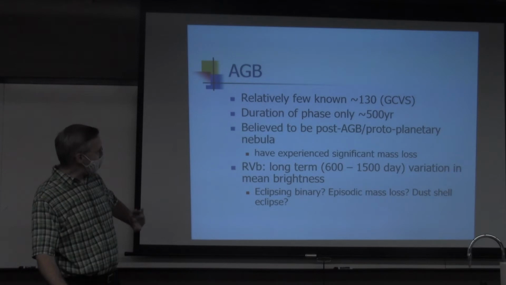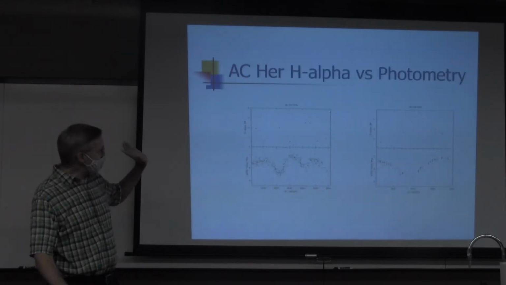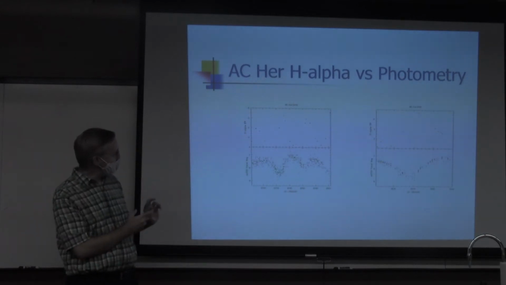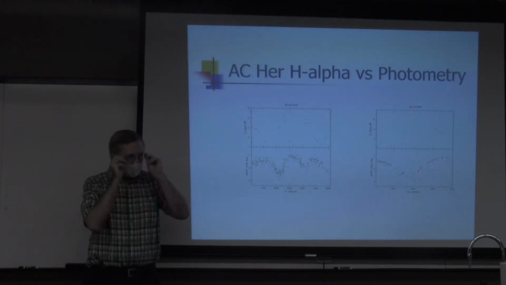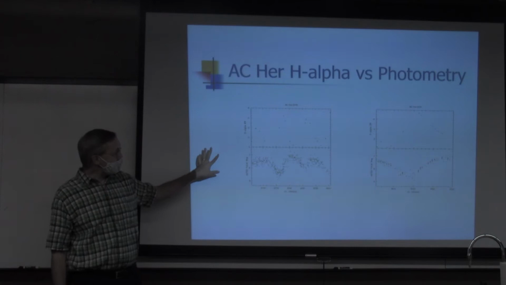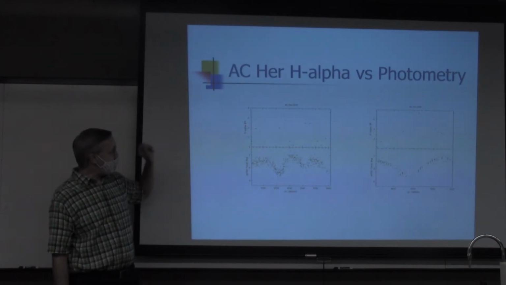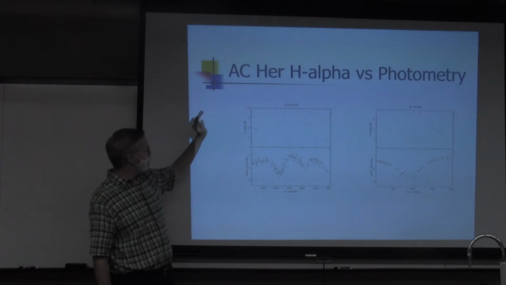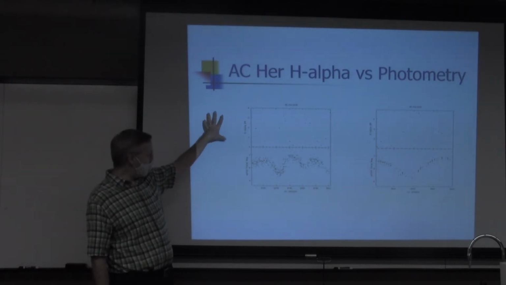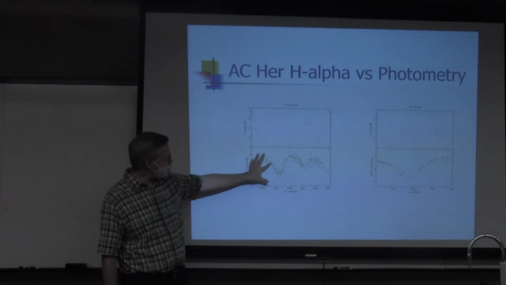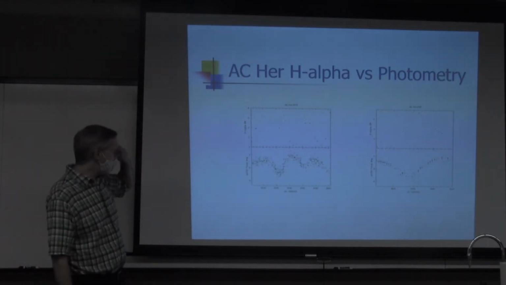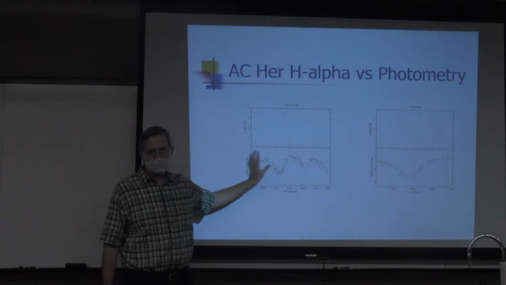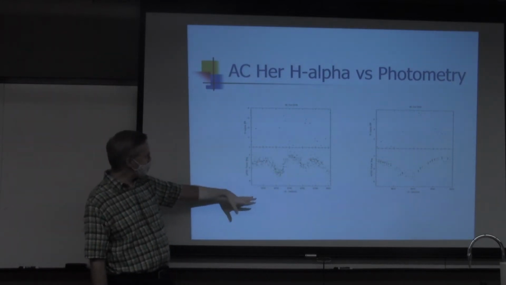I've basically given this background already. So just to give you a taste of, I guess I should have made these diagrams bigger, these are some of our actual results to date. And the things to take away from this, so this is hydrogen alpha equivalent width versus the light curve. And I know you really can't make these out, and I apologize. This light curve, this is photometry, is from the American Association of Variable Star Observers.